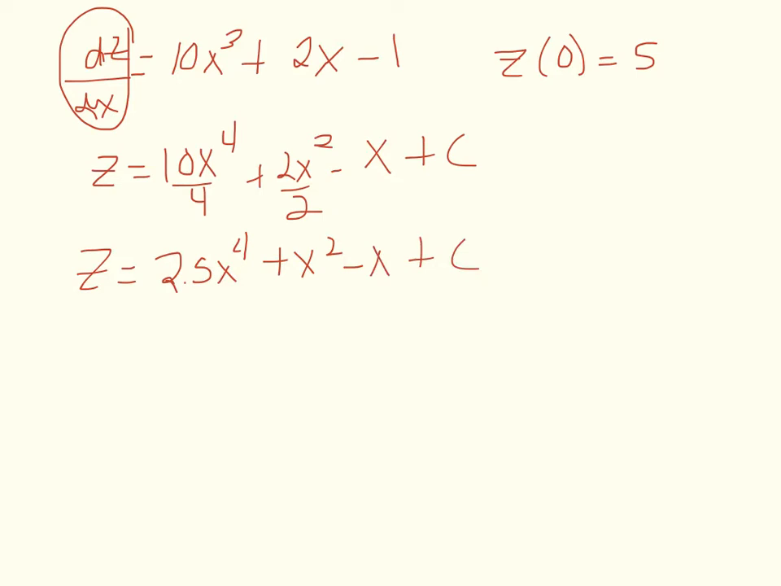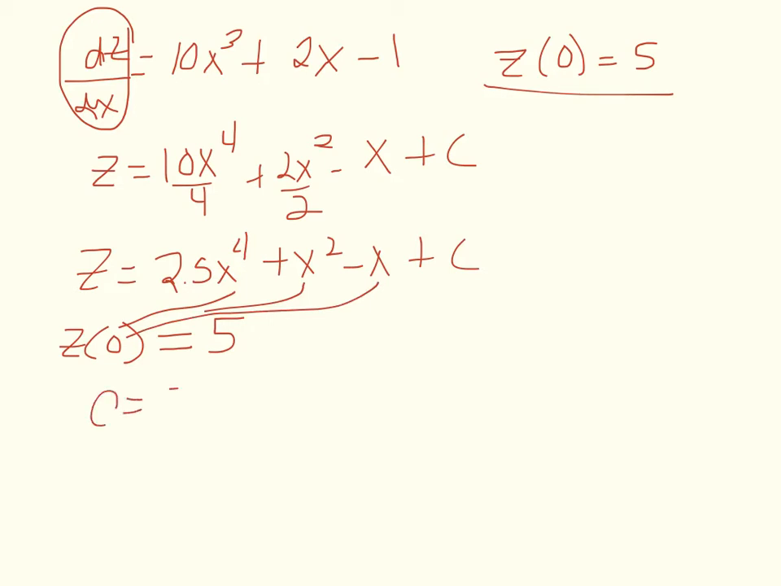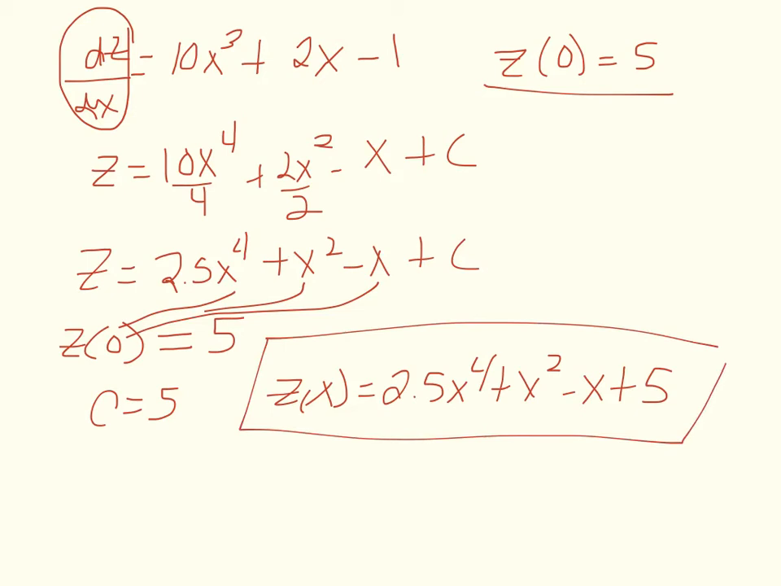And I know that my initial value is going to be z of 0 equals 5. So z of 0 equals 5 means that if I plug a 0 in for each of these x's, then I need to get 5 for my answer. So therefore I know that c would be 5. So my final function, z of x, the original function, was 2.5x to the fourth plus x squared minus x plus 5. And that is a solution for this differential equation of the first order.